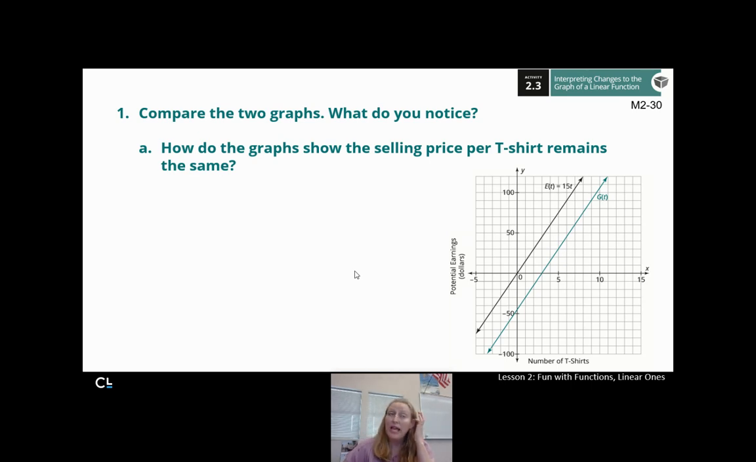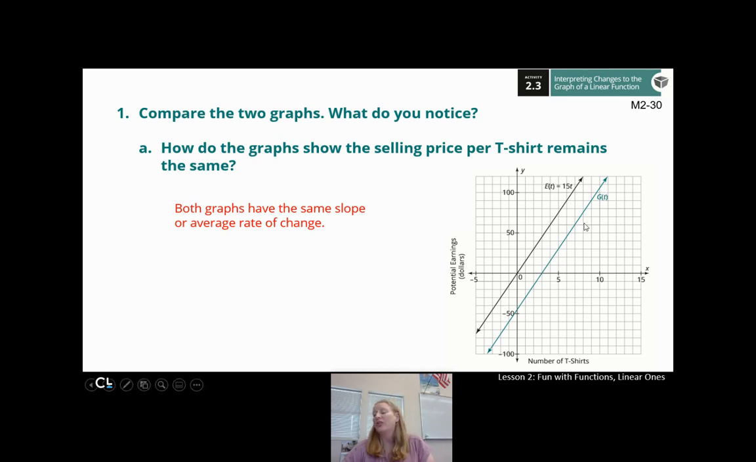So we said last time that we were selling them for $15 per t-shirt, and that was our slope here on E of T. Now, as you can see, I've got the same slope or the same average rate of change going on here with G of T. So we're still selling them for $15 per t-shirt, and that's obvious by the fact that both graphs have the same slope or the same average rate of change.